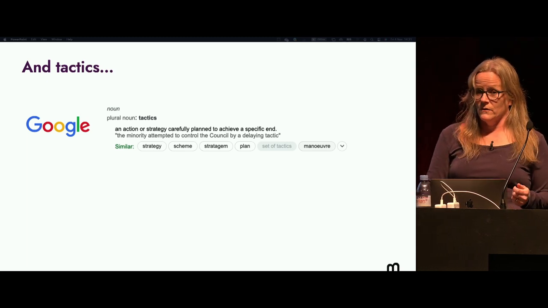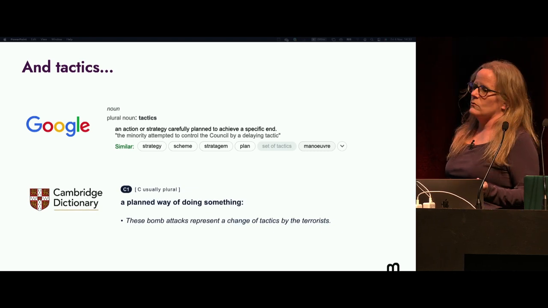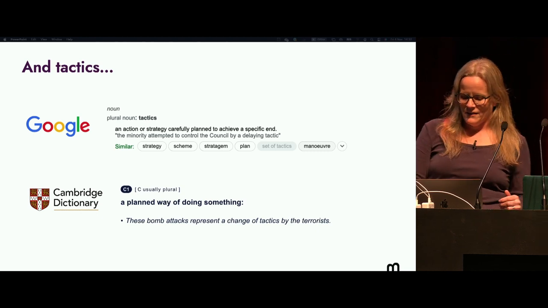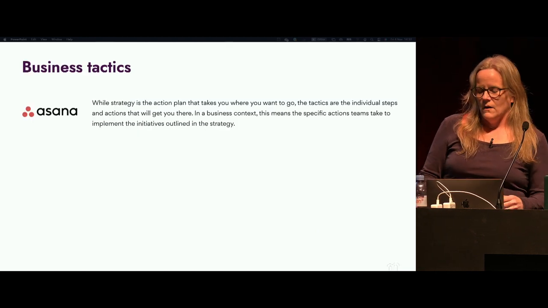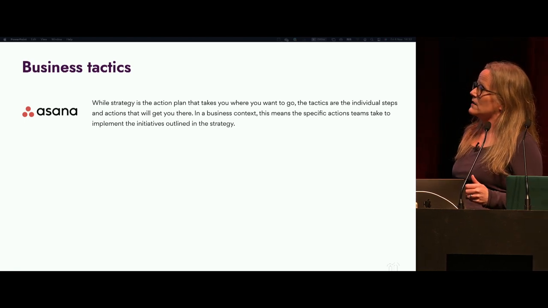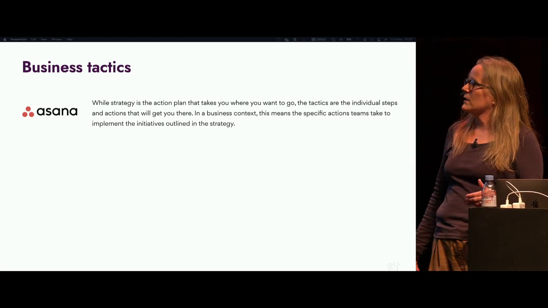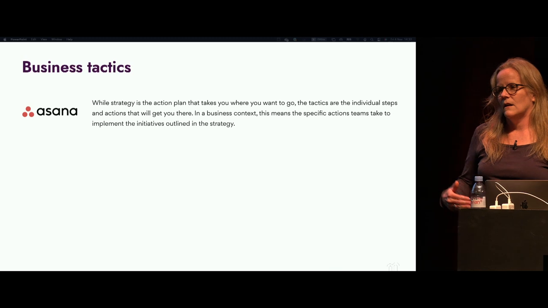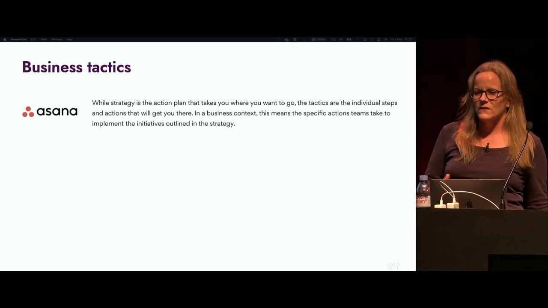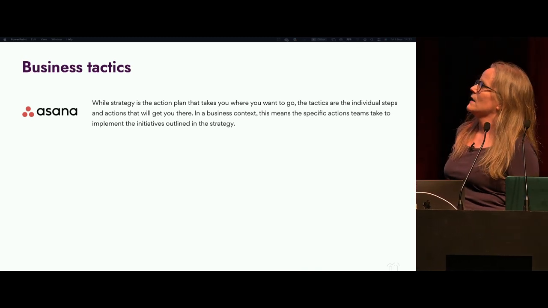So I went to another dictionary, Cambridge Dictionary. Tactics, a planned way of doing something. I'm like, ugh, great. Still not particularly helpful. So I expanded my search to business tactics and thought maybe that will help. And this is what Asana said. And the only reason I've included Asana's definition is because it was the first one in my Google search that I thought made it sound a bit better. It was on the second page of the Google search, and whoever goes that far, but I had to.